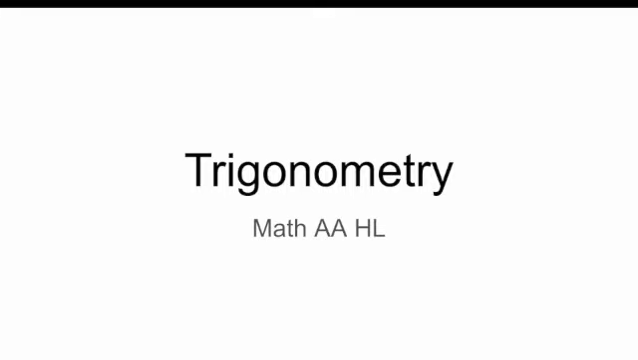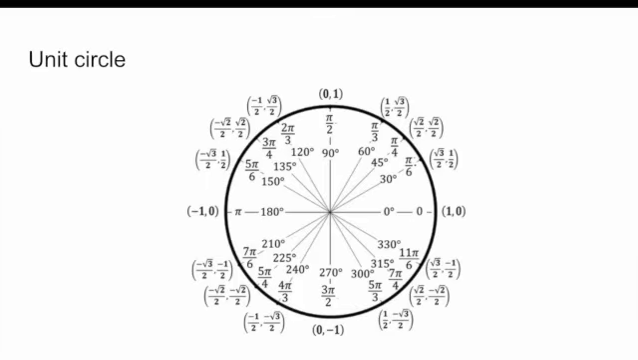Today we'll be looking at trigonometry for Math AA higher level. So trigonometry all depends on the circle called the unit circle. And the unit circle is just a circle in the xy plane, so the normal coordinate axis, that has a radius of 1. So it passes through the points (1, 0), (0, 1), (-1, 0), and (0, -1) at these four places as shown.